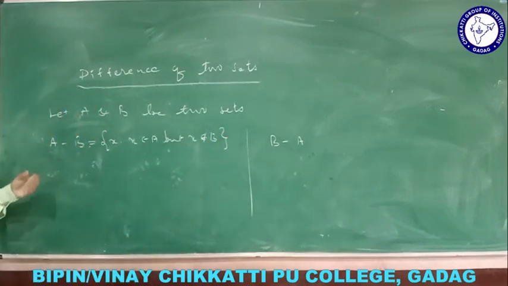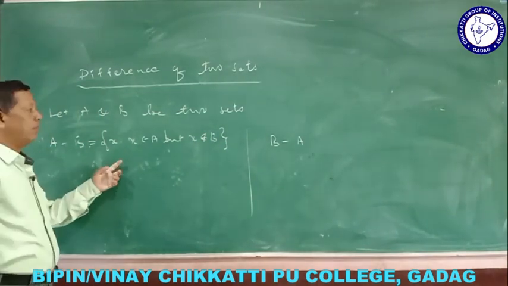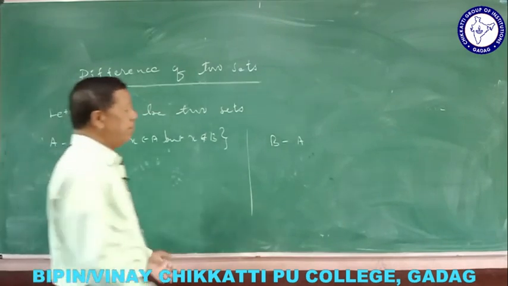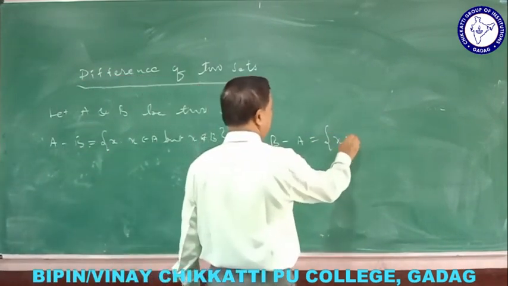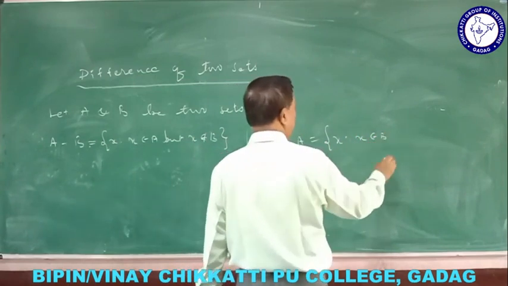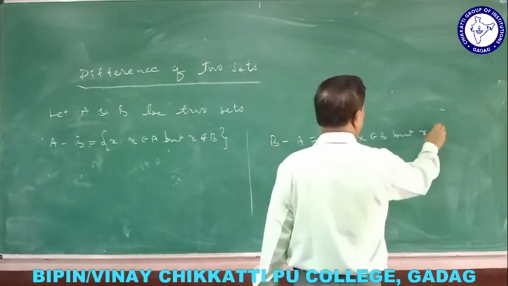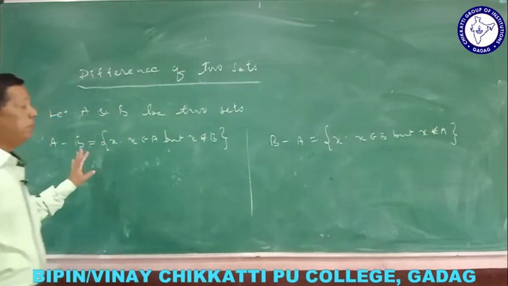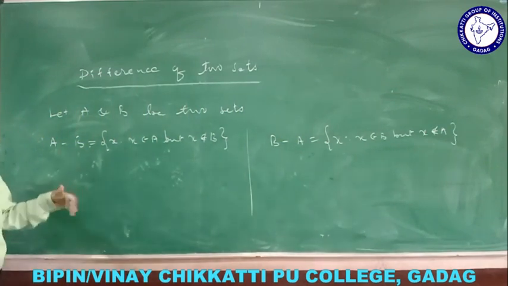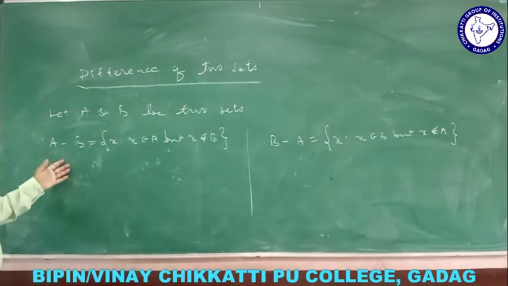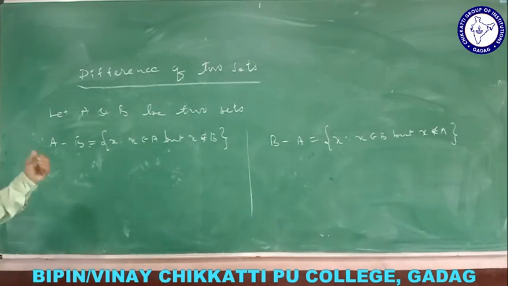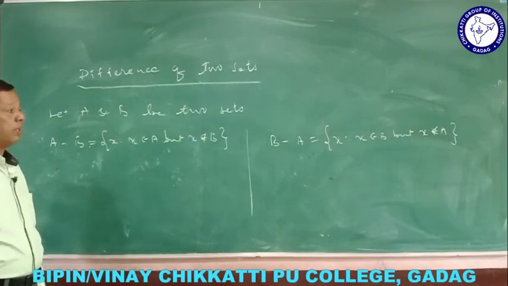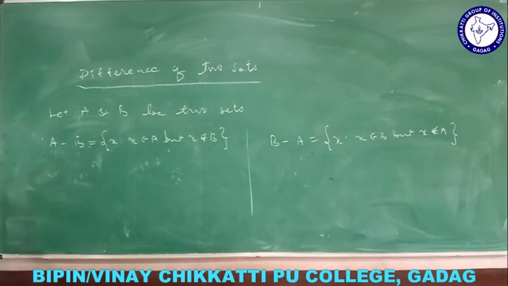A minus B is a set in which the elements belong to A but do not belong to B. That is called A minus B. Similarly, B minus A is also the set of X such that X belongs to B but X does not belong to A. So this is also the difference of two sets. A minus B is also a set, and B minus A is also a set. A minus B considers only the elements of A, and B minus A considers only those elements present in B.